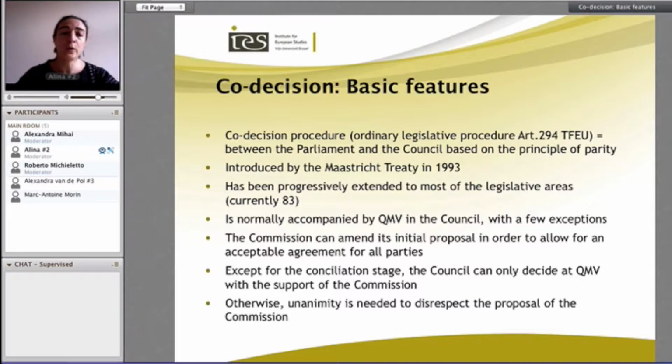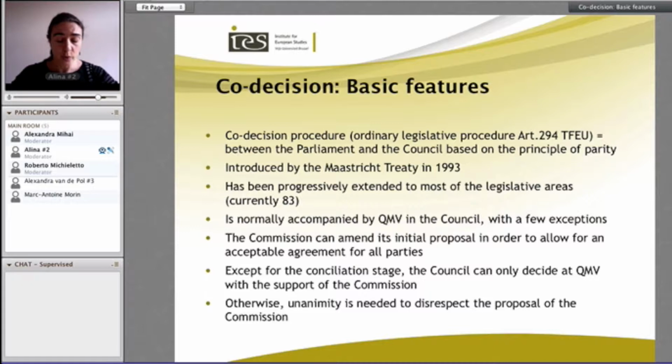Now if you go to the co-decision, I would want to give you a small overview of the basic features of co-decision. With the entry into force of the Treaty of Lisbon, the co-decision procedure became the so-called ordinary legislative procedure, and here I've also put the treaty article, so you can consult what's set out in the treaties with regard to this. And what's also important, I've mentioned this already, is the so-called principle of parity. That means that the Parliament and the Council are on equal footing.